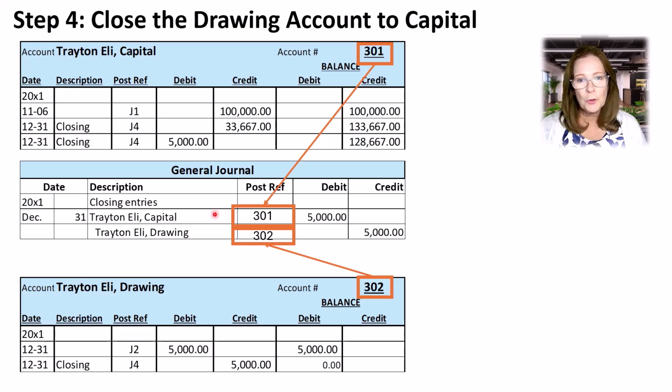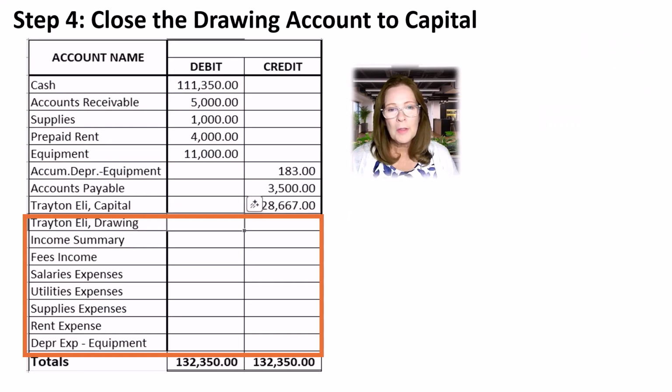We update the journal entry to show the account number 301 for the Trayton Eli Capital account and the account number 302 for the Trayton Eli Drawing account. After this fourth entry is posted, all temporary accounts should be closed. Accountants double-check that all temporary accounts are indeed closed with the next step in the accounting cycle.